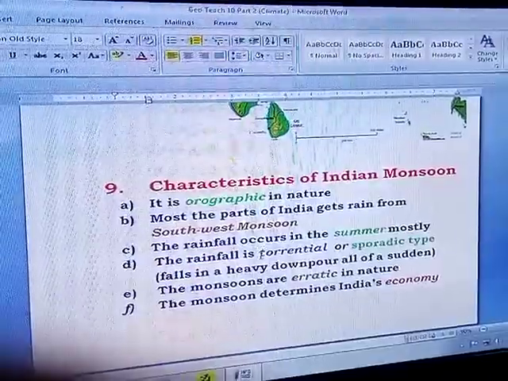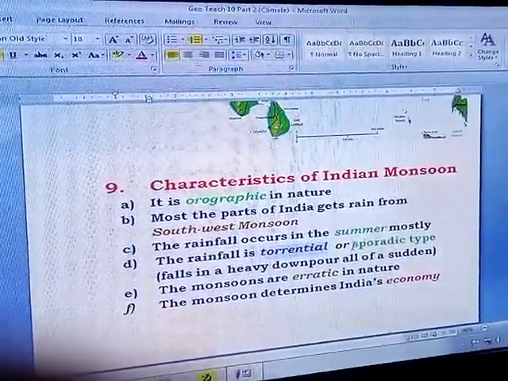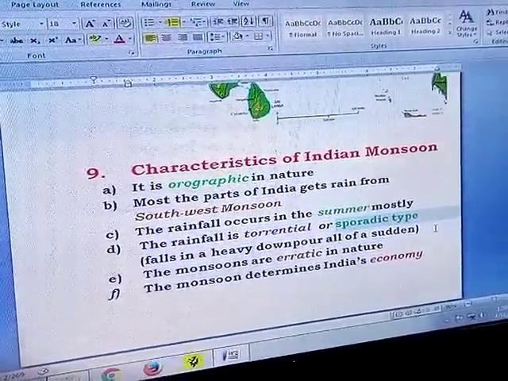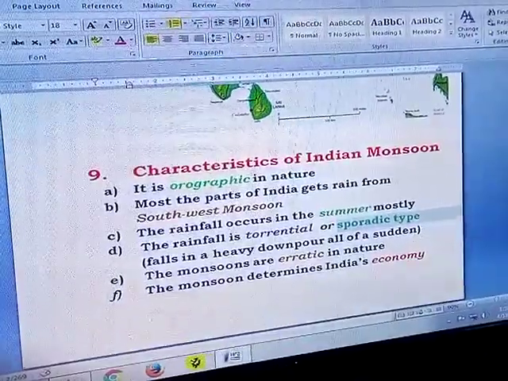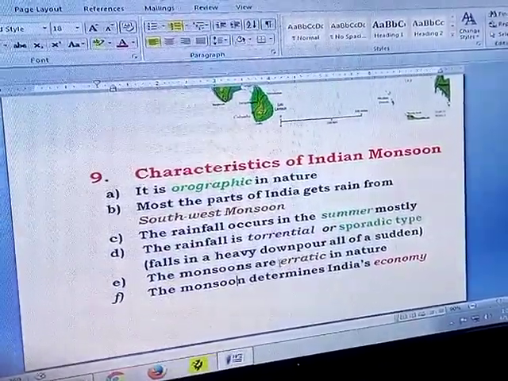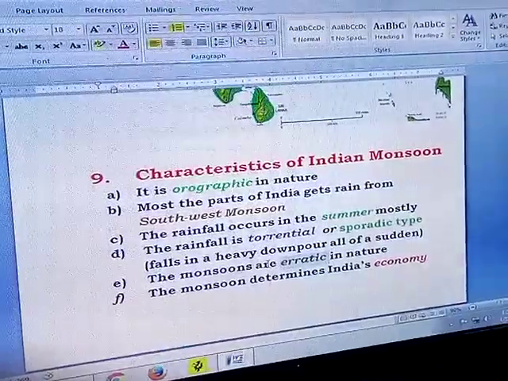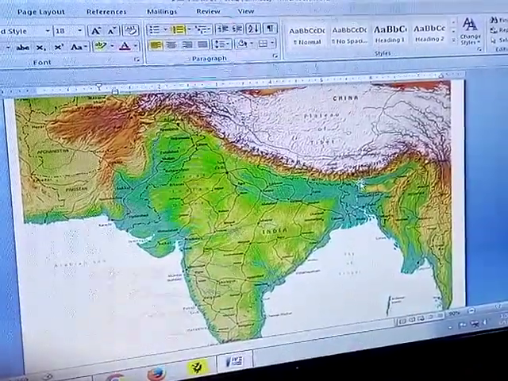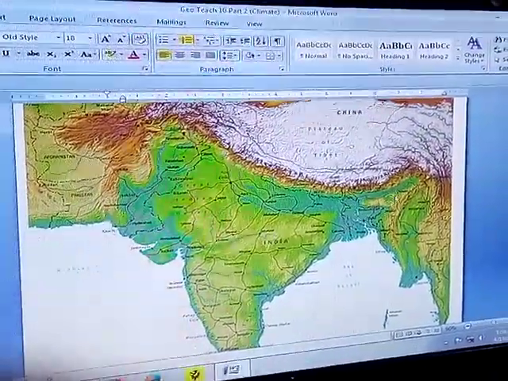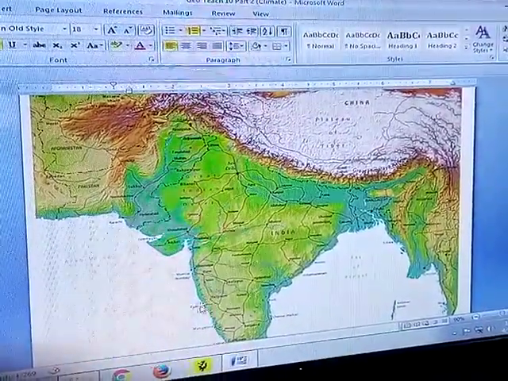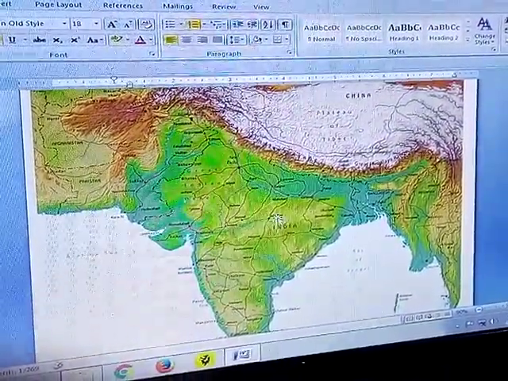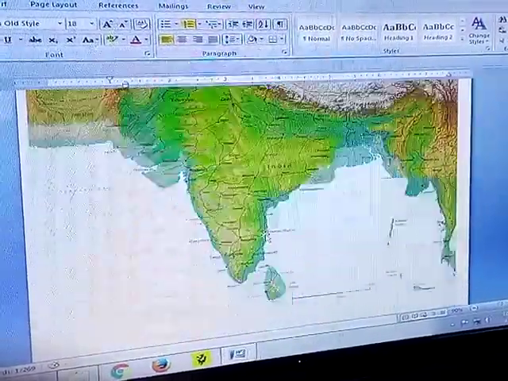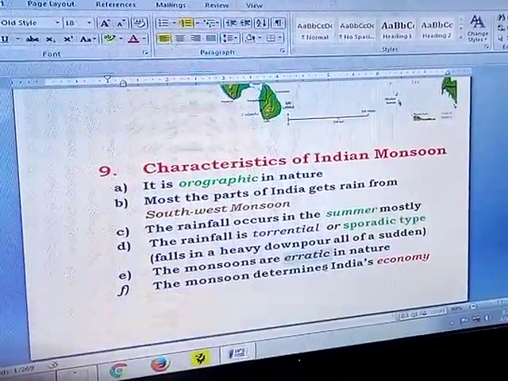Then the nature is torrential, or what is called sporadic. That means it falls in a heavy downpour all of a sudden. The Indian monsoon is erratic. Erratic means it is unevenly distributed. Some areas have heavy rainfall, whereas in the middle of India there is a rain shadow area, or due to the continental region, we get less rainfall. So it is erratic, unevenly distributed, and not always the same everywhere.